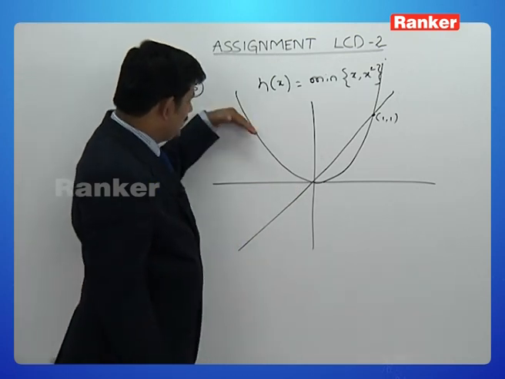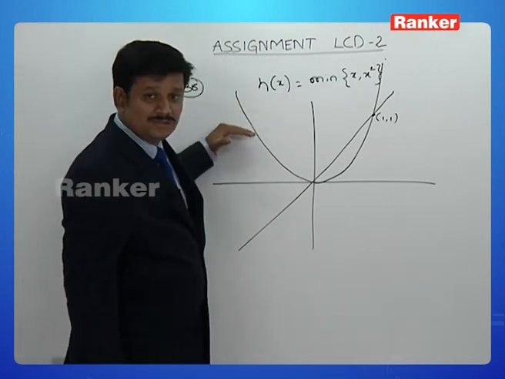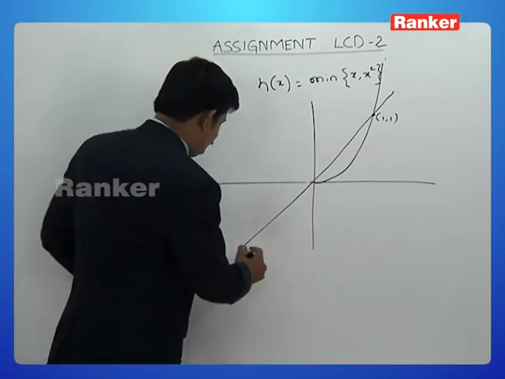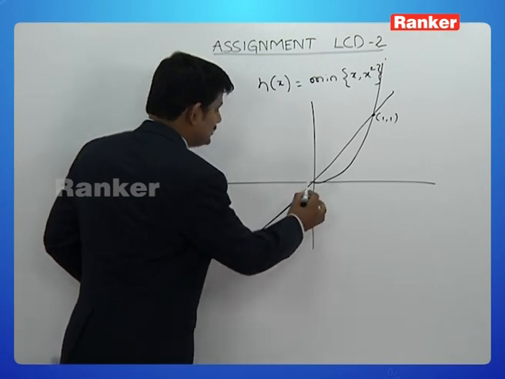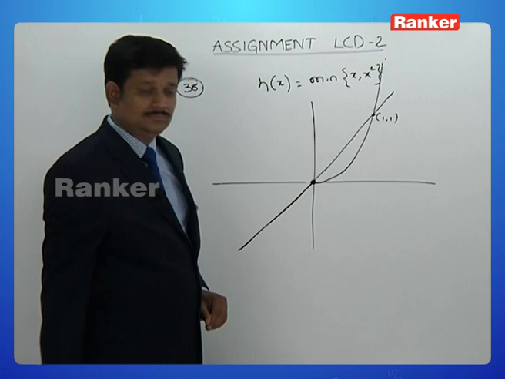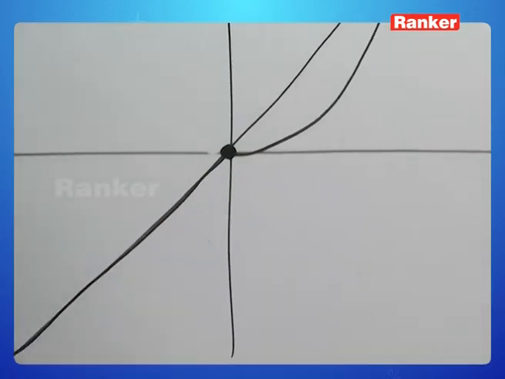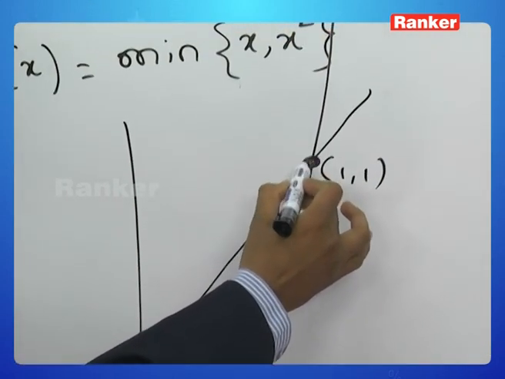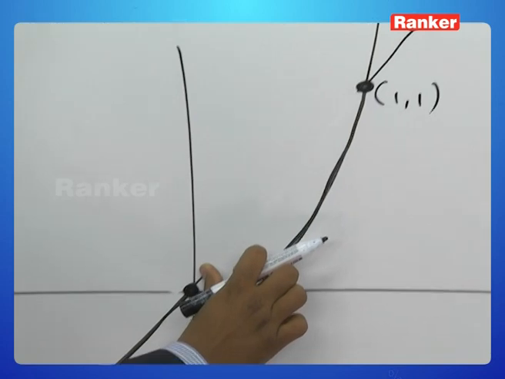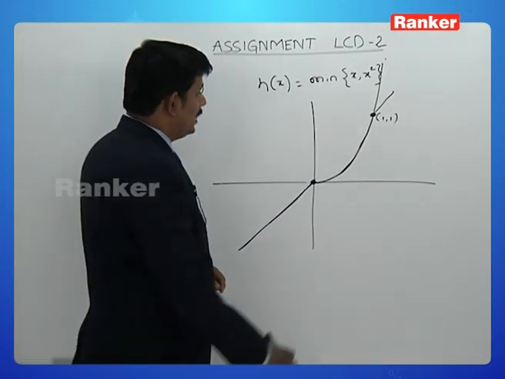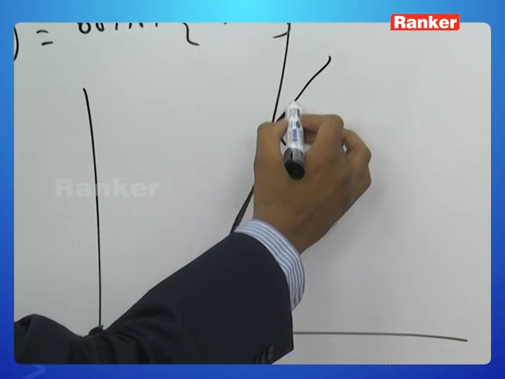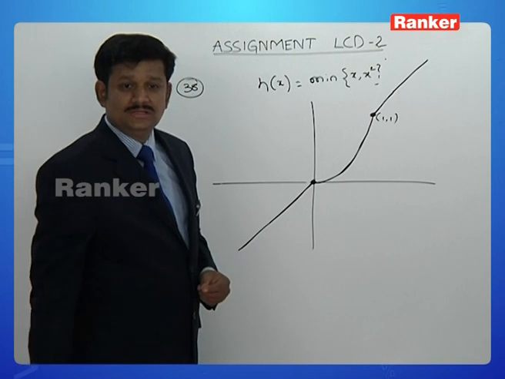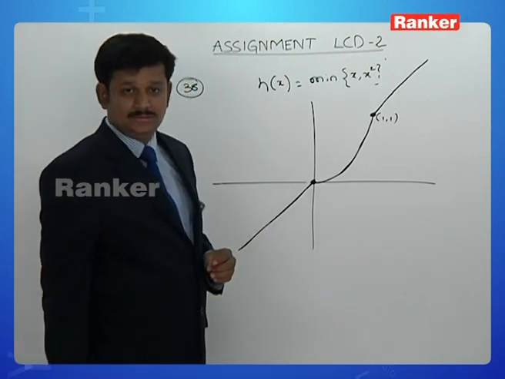In this region, we can see x square is above x. So, the minimum of the two would be x, not x square. So, h of x is x, up to x is 0. Again from 0 to 1, we can observe x square is below x. So, the minimum of the two is x square, not x. Again from 1, x is below x square. So, h of x will be x, not x square. So, this is the graph of h of x.